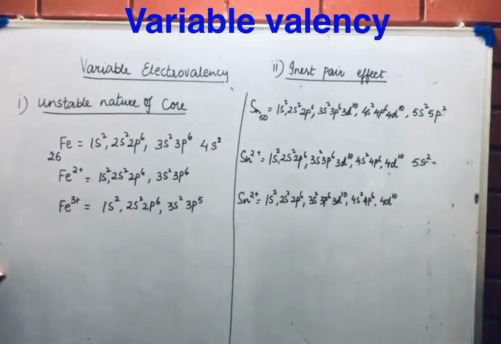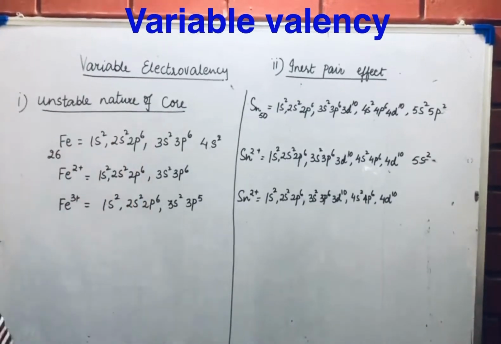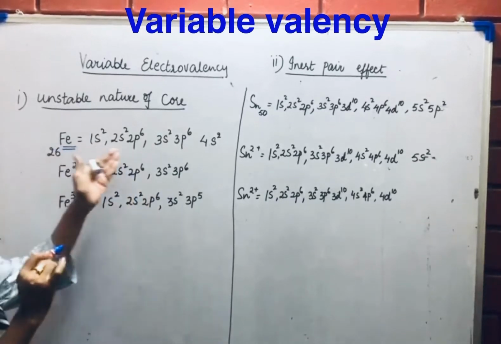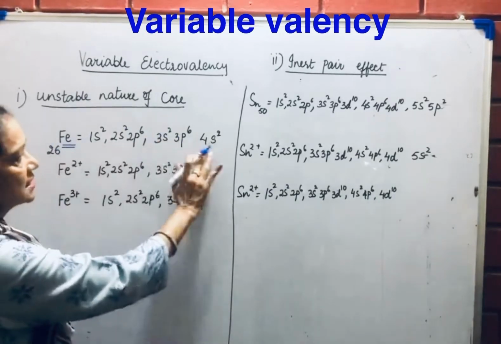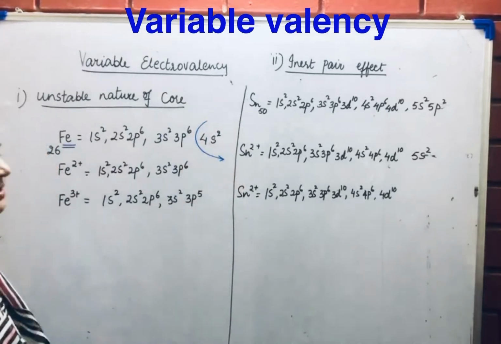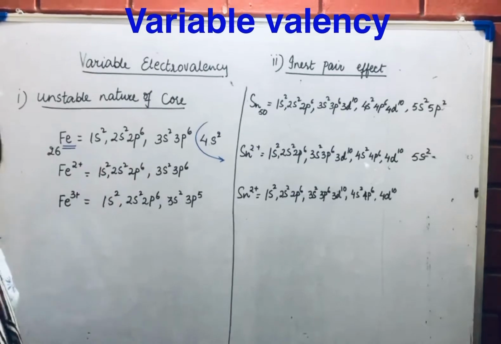There are 2 reasons for this. One is called unstable nature of core. Unstable nature of core means, look at iron. Iron's electronic configuration is this. Now when I have written this electronic configuration, if it loses 2 electrons, its valency becomes 2. So for Fe2+, iron's electronic configuration becomes this.